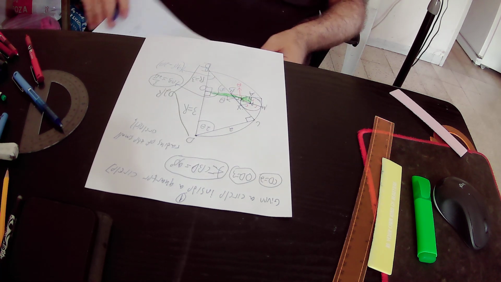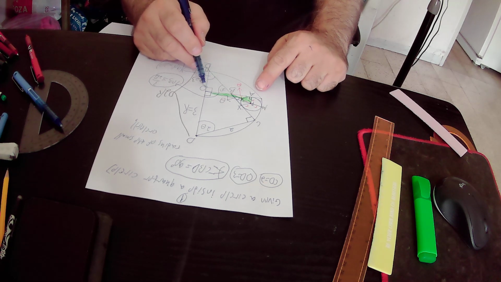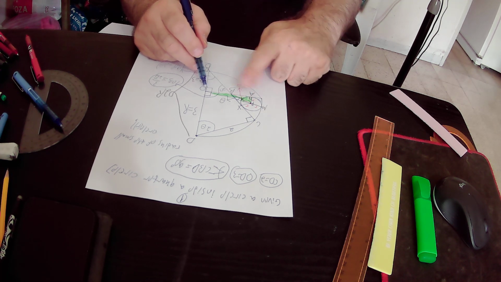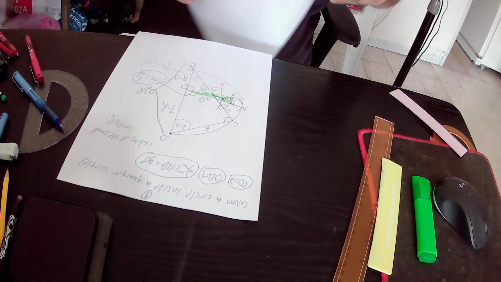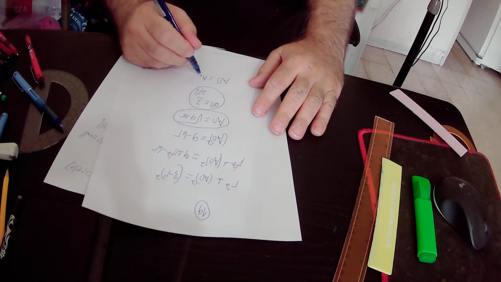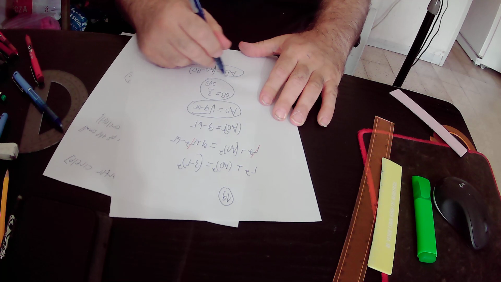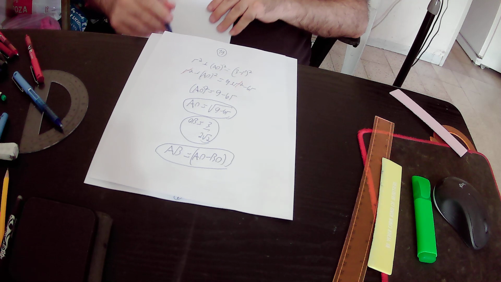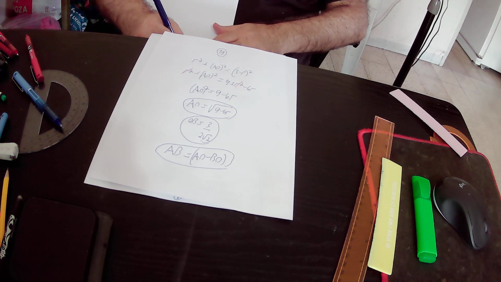AB equals AO minus BO. Again, AO minus BO equals AB. Okay, AB equals AO minus BO. So AB equals AO minus BO.